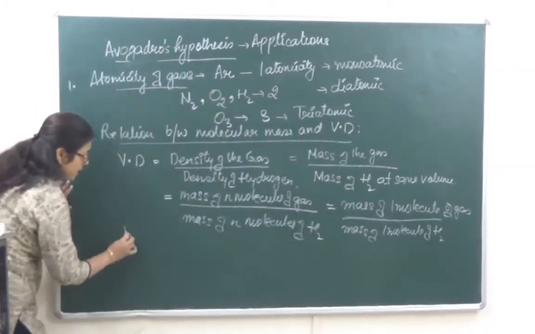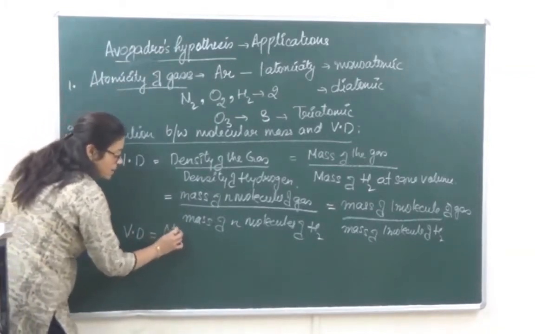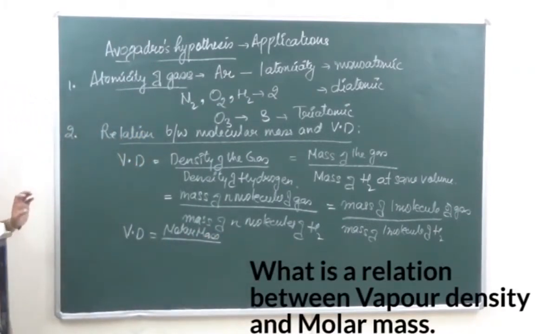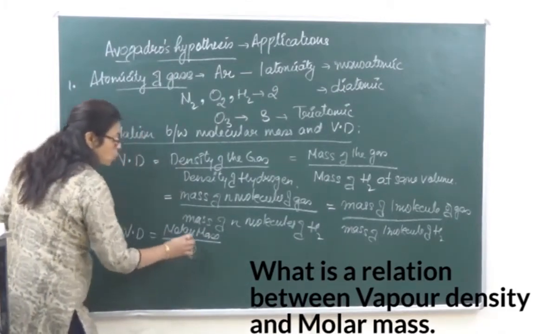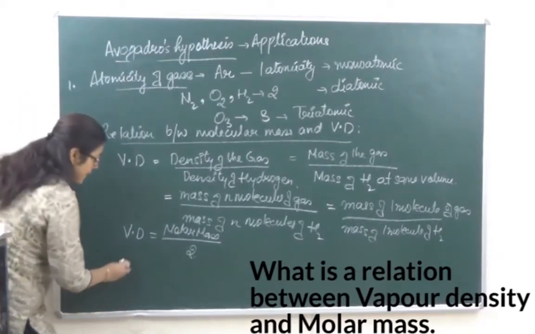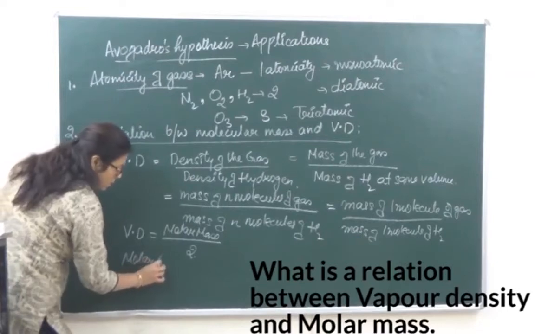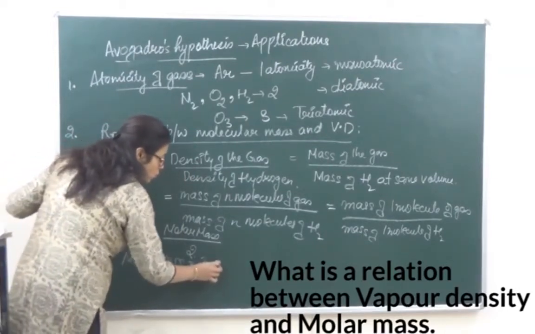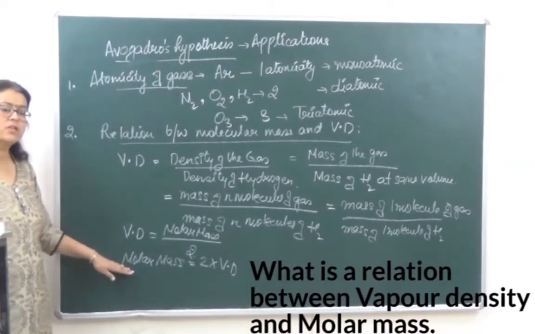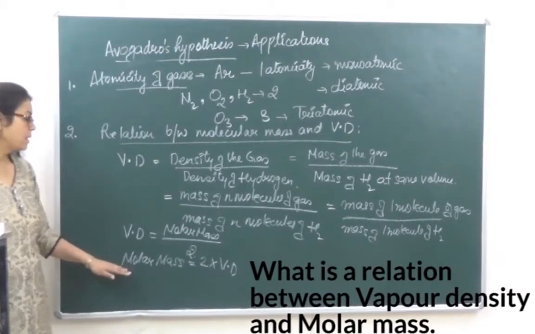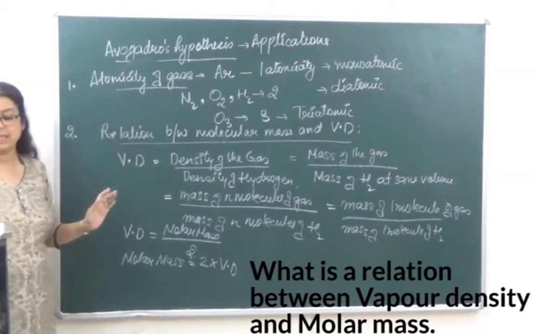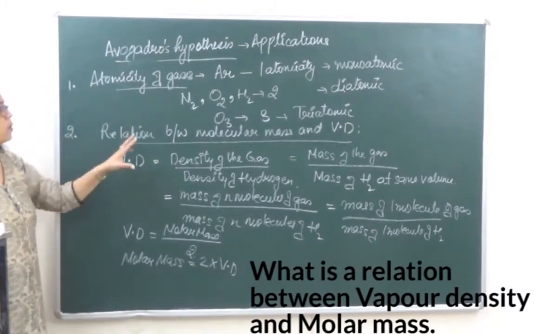तो vapor density फिर क्या आ जाएगी? Vapor density is equal to molar mass of the gas upon the molar mass of hydrogen, which is equal to 2. Right? So what is the relationship between molar mass and vapor density? We say that molar mass is equal to 2 into vapor density, right? So this is the relation जो कि हम लोग use करेंगे आगे empirical formula में। So इस तरह से हमें Avogadro ने क्या दिया, atomicity of the gases दे दी और relationship between molecular mass and vapor density.